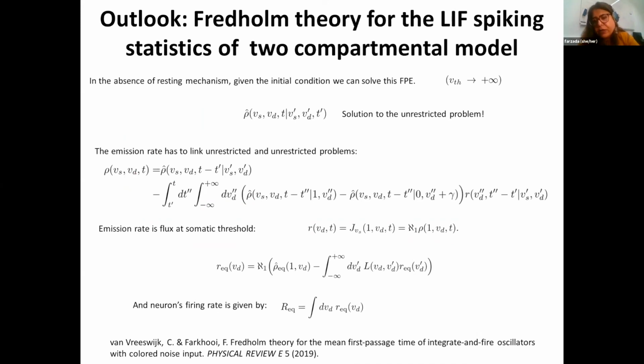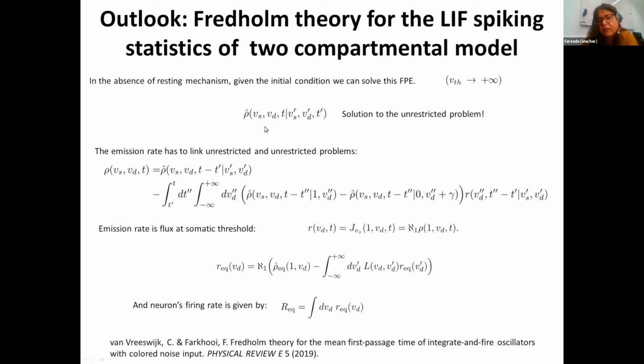For solving those Fokker-Planck equations with that kind of difficult boundary condition, if we forget the boundary condition, it is a linear PDE, and then we can solve this. We call the solution rho hat, given the initial condition Vs prime and Vd prime at time T prime. We can have a solution because at the end, everything is Gaussian, a two-dimensional Gaussian. We calculate the covariance between these two variables, and ta-da, we have done that.